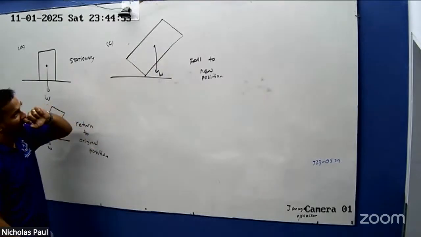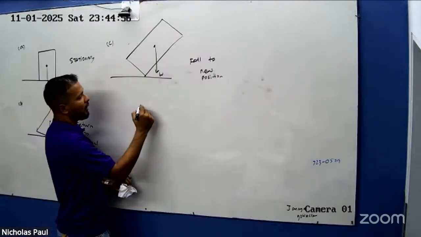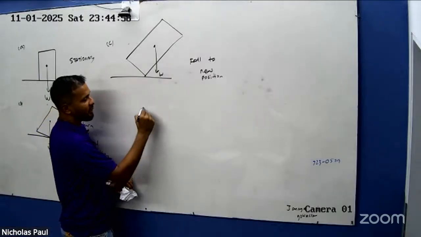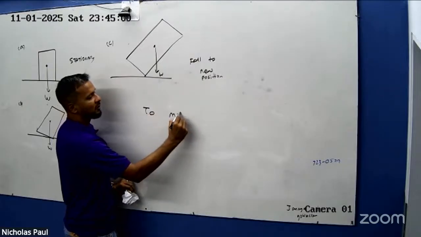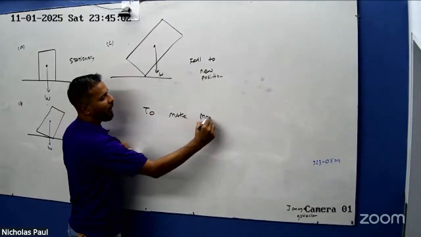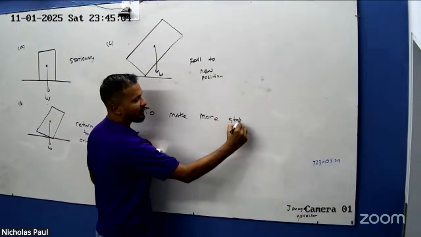So I have two questions. How do I make this more stable? How do I make this more stable? There are two things I could do.